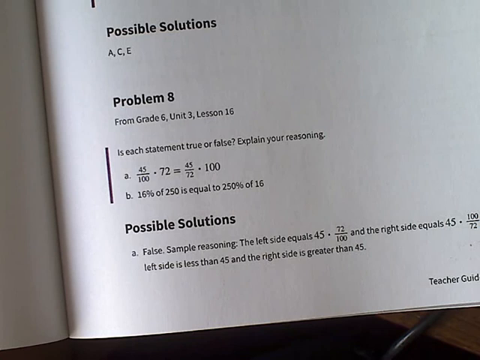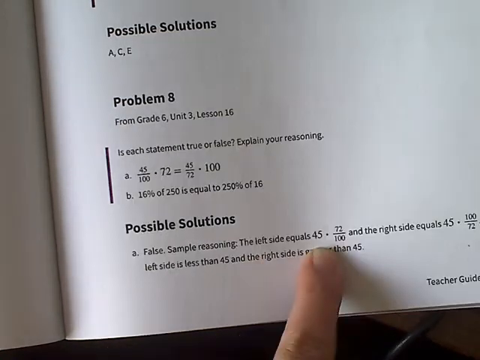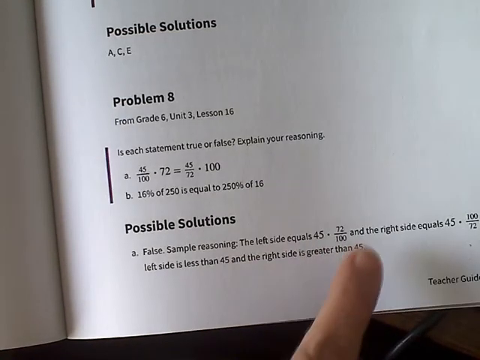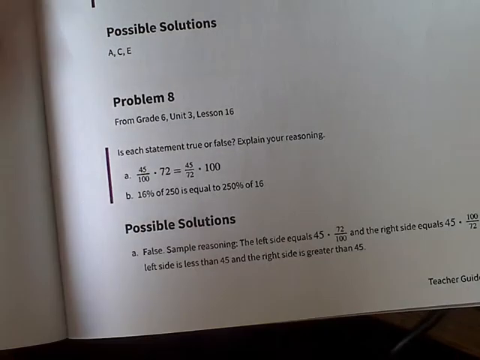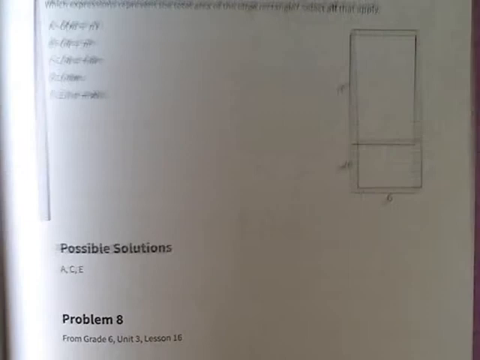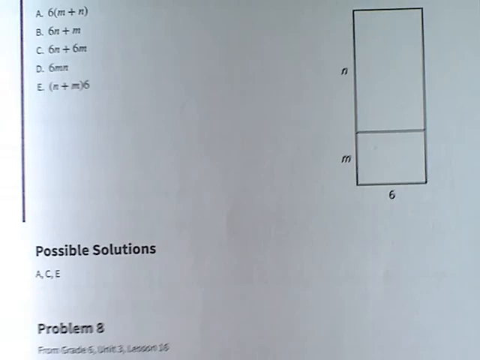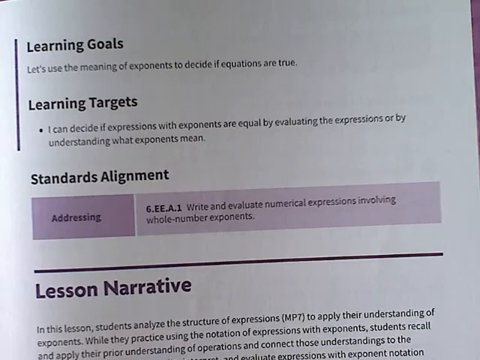So this would be like over 1, then you're multiplying 45 times 72, and this would be 45 times 100, and then dividing. Okay, so if you don't understand that, shoot me an email and I can explain it to you separately. Alright, that's all for the homework.